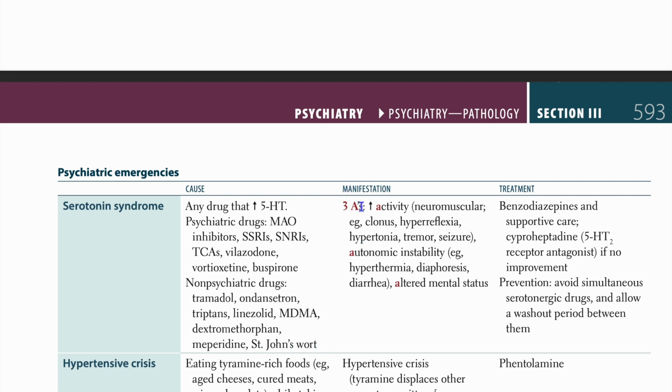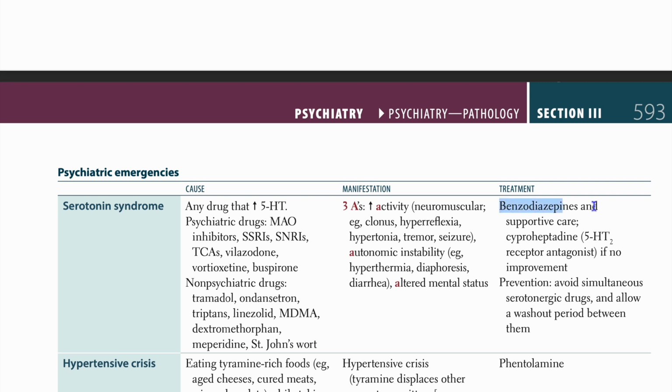Manifestations are the 3 A's: increase in activity, neuromuscular, for example, clonus, hyperreflexia, hypertonia, tremor, seizure; autonomic instability, for example, hyperthermia, diaphoresis, and diarrhea; and altered mental status. Okay, so altered mental status, autonomic instability, and increase in activity.